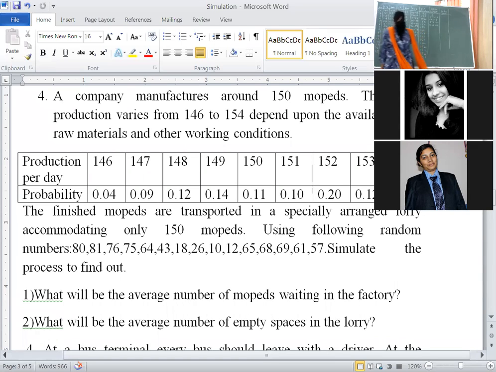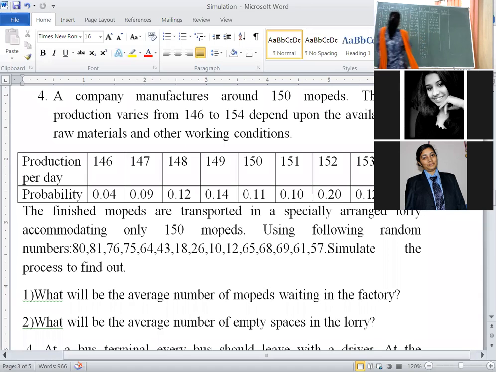Then, sixth day, 150 mopeds balance. But the previous balance is 12. 12 plus 0, 12. Then, seventh day, listen carefully. We have to transport 150 mopeds, but the factory consisting of 148. That means 2 shortage. Earlier balance is 12. From those 12, we have to remove 2 mopeds. 12 minus 2, 10.